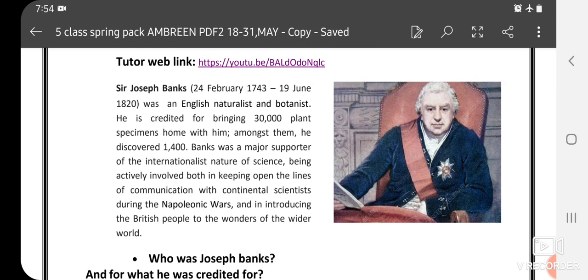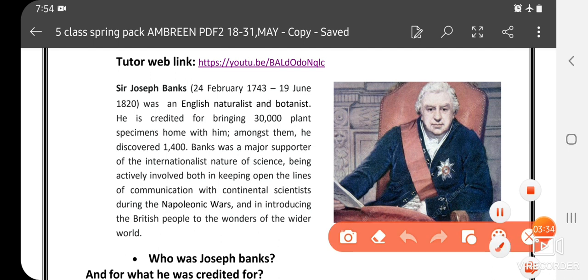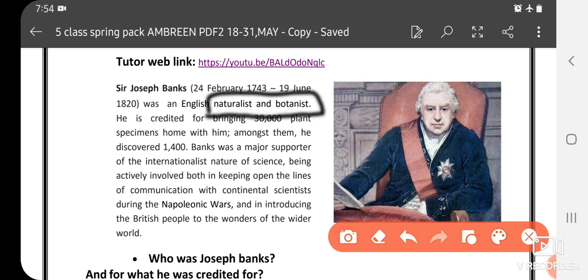Okay, let's start. Sir Joseph Banks, 24th February 1743 to 19th June 1820, was an English naturalist and botanist. He is credited for bringing 30,000 plant specimens home with him. Amongst them, he discovered 1400. Banks was a major supporter of the internationalist nature of science, being actively involved both in keeping open the lines of communication with continental scientists during the Napoleonic Wars and in introducing the British people to the wonders of the wider world.